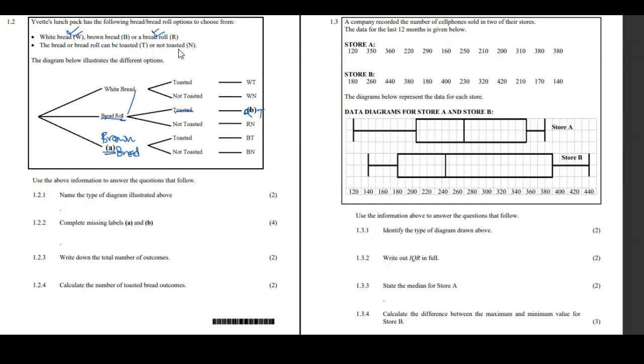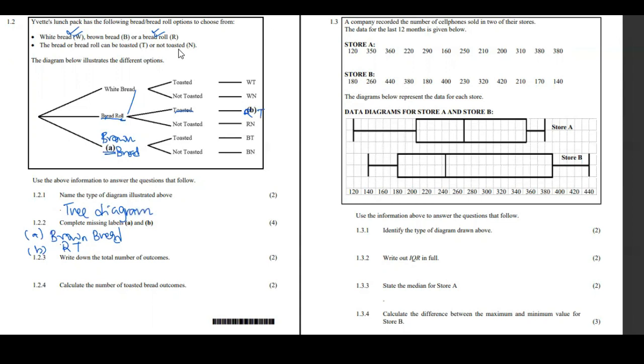So when we come here, we shall say our A is brown bread, and the B is RT. All right, name the diagram that we've just seen above. The diagram we've just seen above is called the tree diagram. It's not a two-way table. This is a tree diagram.